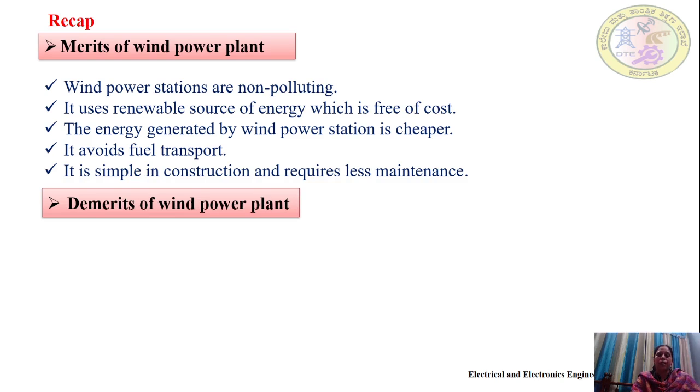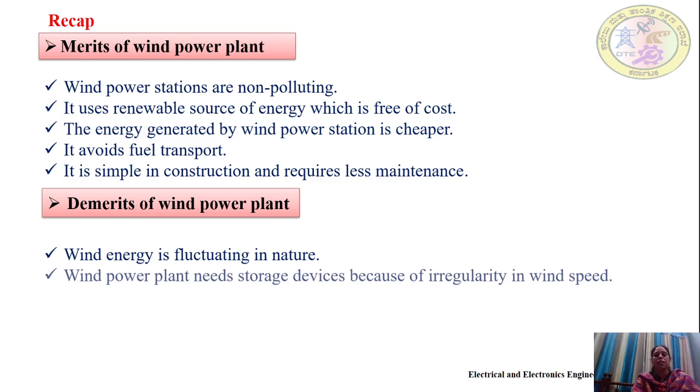Demerits of wind power plant are: wind energy is fluctuating in nature. There will not be a continuous flow of wind and also of velocity. The required velocity will not be there. Wind energy is fluctuating in nature.